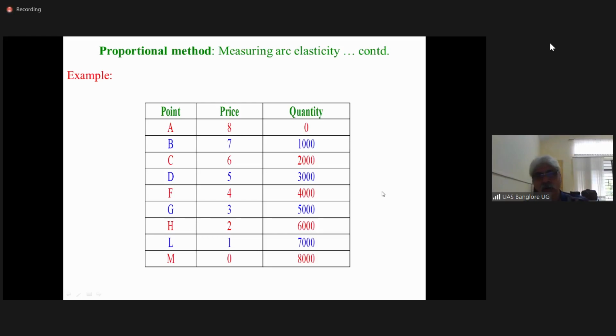Let us see how it looks. The points are A, B, C, D. We have not used E here because we usually use the letter E to represent elasticity. That's why we have not used E here. A, B, C, D, F, G, H, L, M, and so on.